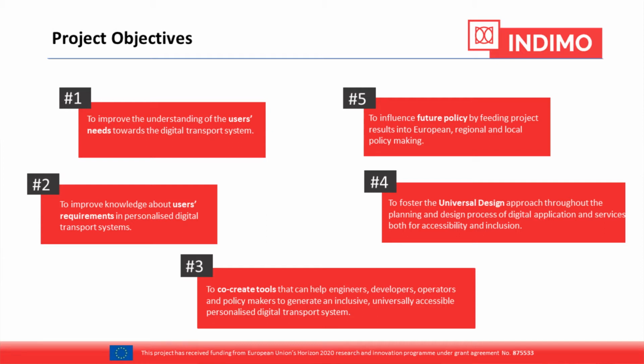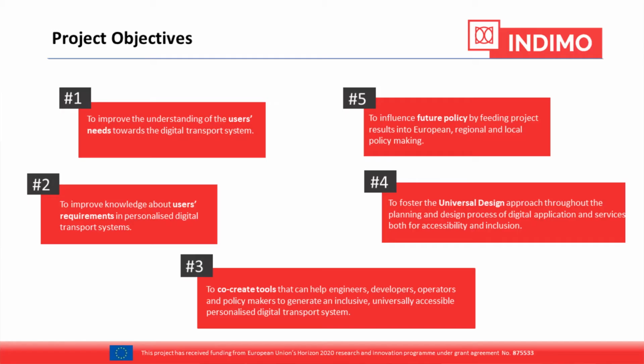The project has 5 main goals. The first one, to create a better understanding of the needs of users for a digital mobility system, to create a better understanding of their knowledge about the requirements for such a system, to co-create tools that help development engineers, operators and policymakers create more accessible and usable tools and applications, to do this using the Universal Design Manual so that everything is developed according to universal, inclusive and accessible guidelines, and to influence future policy on European and regional levels.